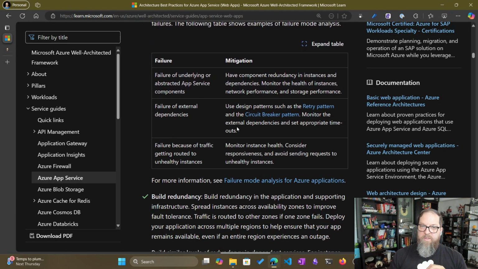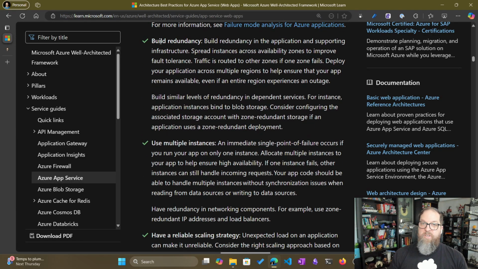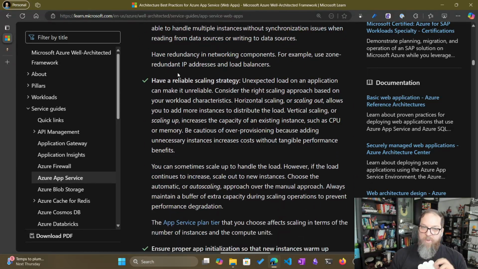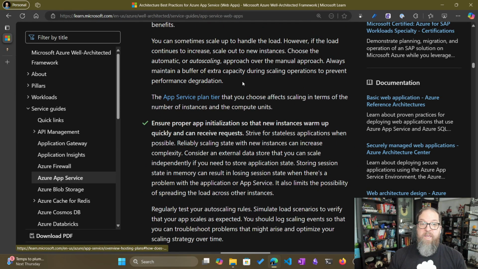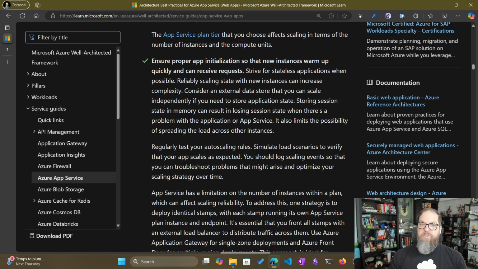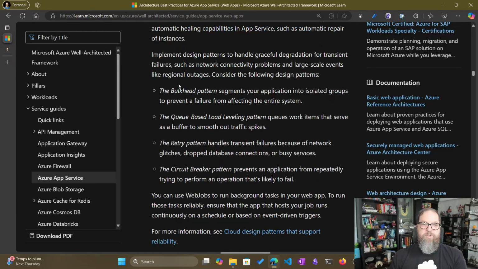Like, have you thought about designing things in a certain way? Have you done your failure mode analysis for your app? Do you have redundancy? Like, do you have multiple instances? Do you have scaling in place? So scaling out, scaling up, looking at your plans. Do you have app initialization? So warm up. We haven't really talked about warm up, but in the context of an app service plan, we want to make sure that your app is warmed up so you're not going from a cold start. So this takes the lens of that pillar and applies it to this service to give you detailed, specific information.